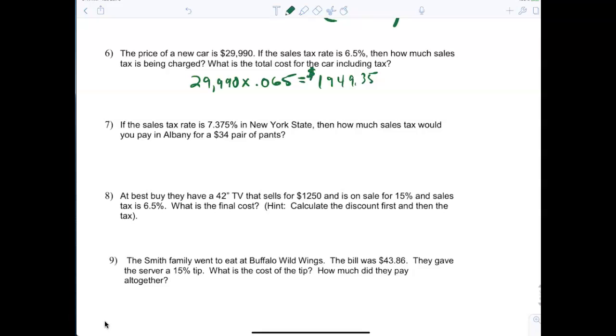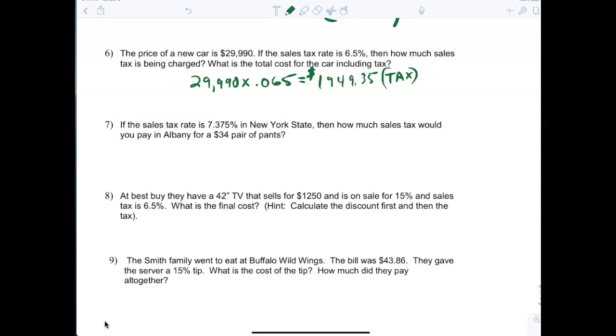When you go buy a new car, that's what you're going to have to pay if you buy a $29,000 car. That's how much in taxes you're going to pay. That's a lot. Now, the question is, I want everybody to make sure they put what next to it. That's how much tax you had to pay.